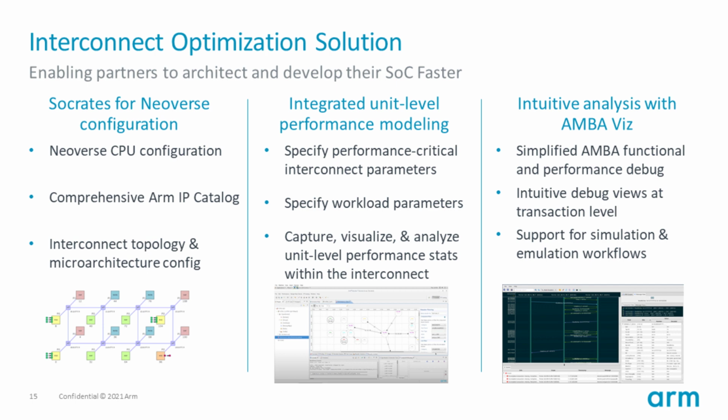Our interconnect optimization solution is a case-in-point example where the architect starts by exploring Arm IP and SOC architecture, configuring the mesh with Socrates to not only configure the Neoverse CPU or other elements around the mesh, or to configure other IP from our comprehensive IP catalog, but to lay out the interconnect topology, specifying the microarchitecture, including caching system of the coherent mesh. They then continue on the design journey, exploring the performance of the interconnect using unit-level performance modeling capabilities integrated right into Socrates, quickly and easily visualizing the performance stats within the interconnect.